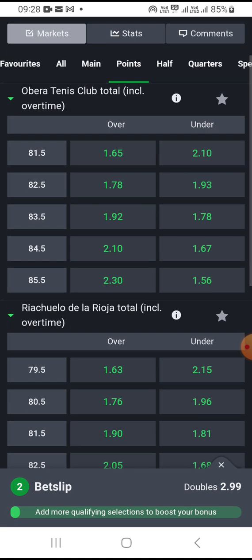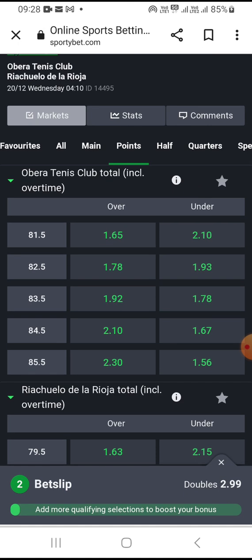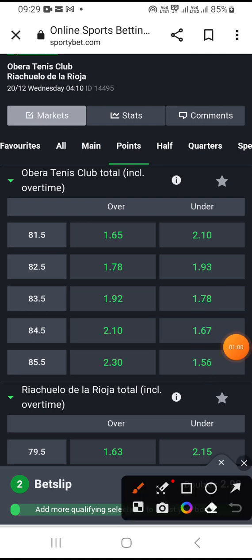Now, this is the point. This is where you can go. How do you get for Tennis? You're saying that over and under, that Obera Tennis Club will get a total of over 81.5. Because your target, to be honest, should be here. Never target anything else, your target should be here. This is where your target is. Understand? Okay?